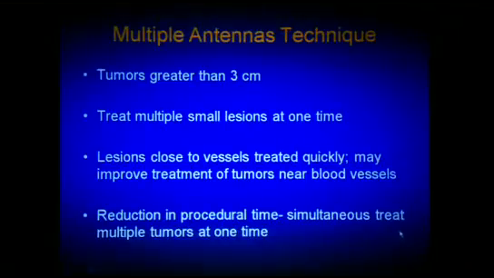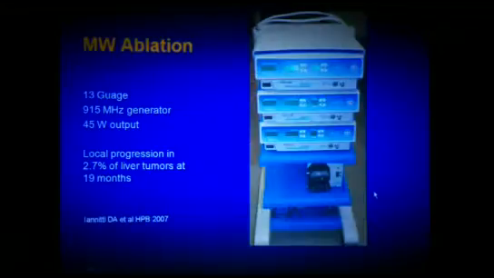So with microwave ablation, you are able to ablate tumors up to 5 or 6 centimeters. You're able to treat multiple tumors at one time, and treat those tumors that are close to blood vessels because you don't have the heat sink effect that you have with radiofrequency ablation.